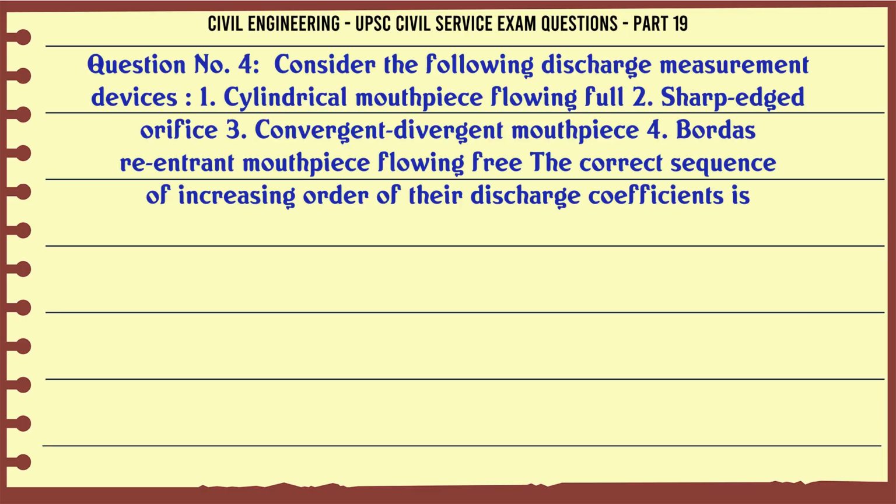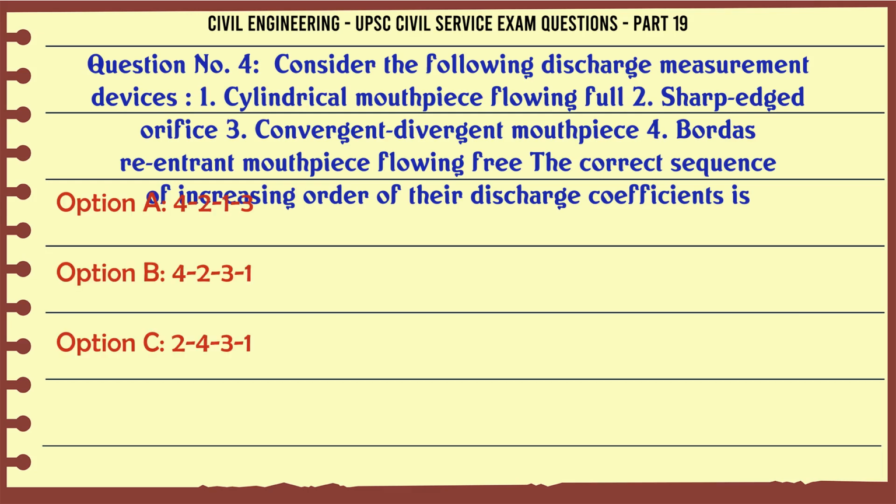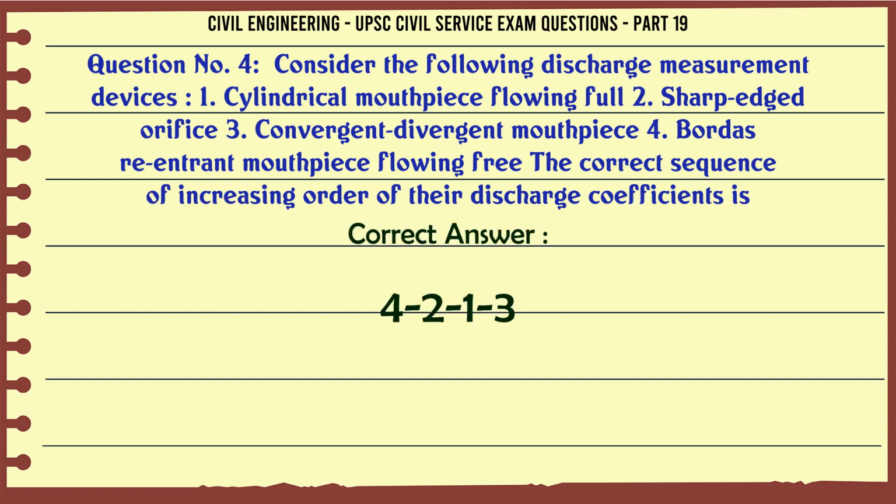Consider the following discharge measurement devices. 1. Cylindrical mouthpiece flowing full. 2. Sharp-edged orifice. 3. Convergent divergent mouthpiece. 4. Borda's reentrant mouthpiece flowing free. The correct sequence of increasing order of their discharge coefficients is A. 4213, B. 4231, C. 2431, D. 2413. The correct answer is 4213.